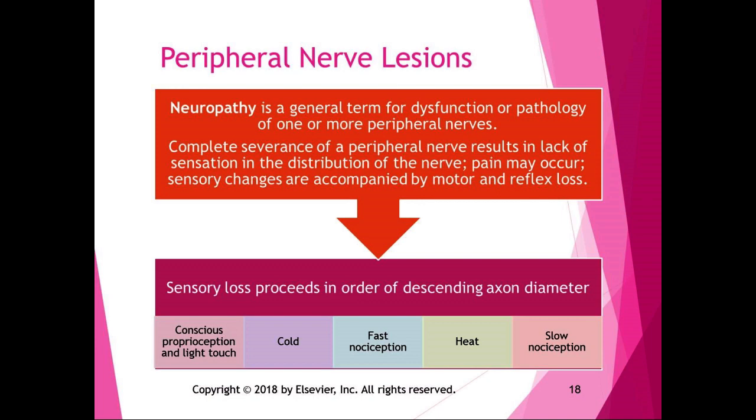But a lot of the sensation in our peripheral nerves is contributing to proprioception and position sense. And so if we don't have that, it makes it very difficult to walk and maintain our balance.